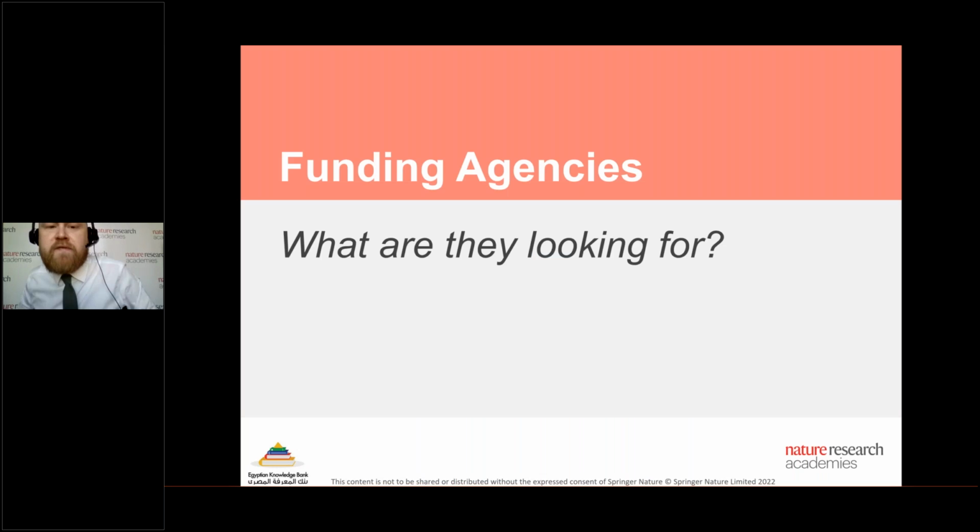So let's have a think about funding agencies. How are we going to get this funding? Well, one of the most important questions we need to ask ourselves is what are funding agencies actually looking for when they see an application, when they see a proposal for a project?